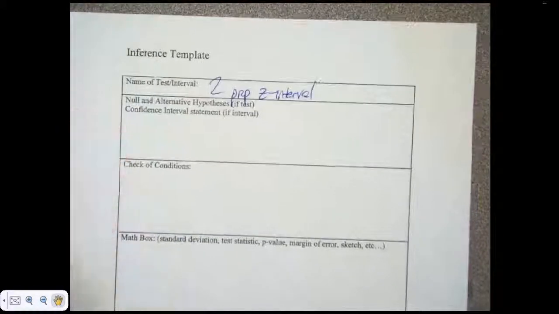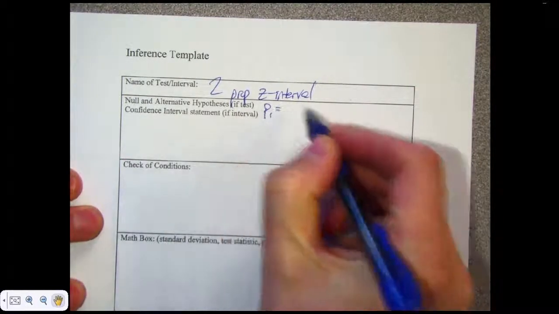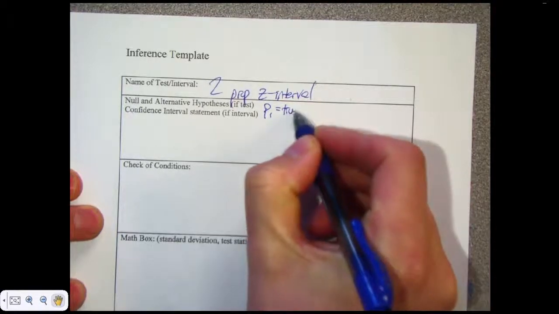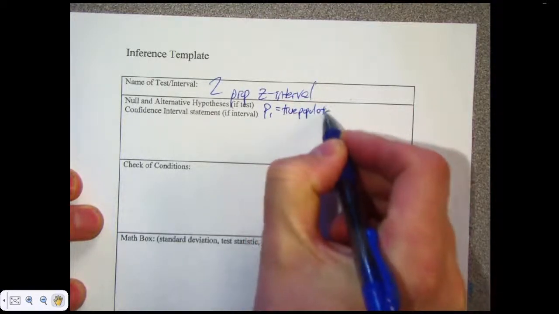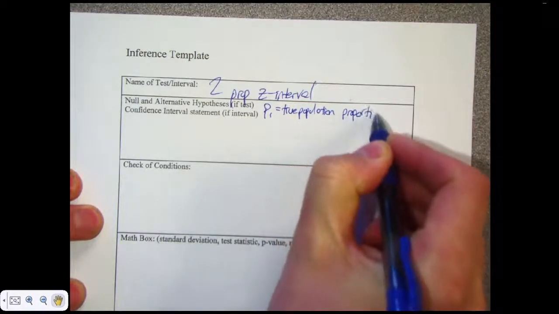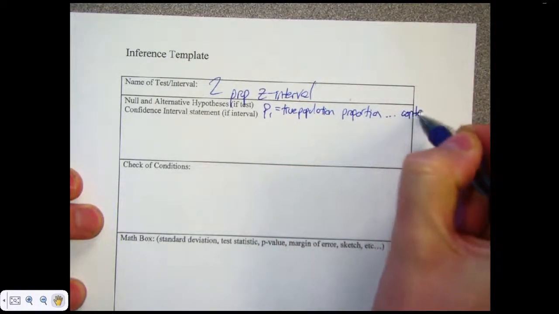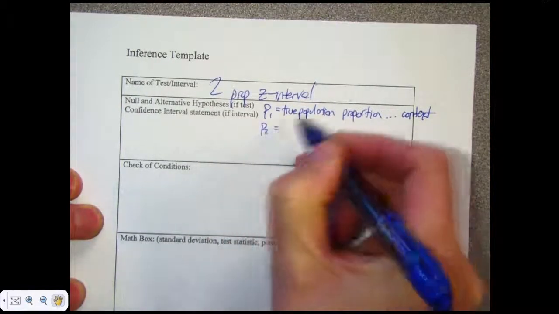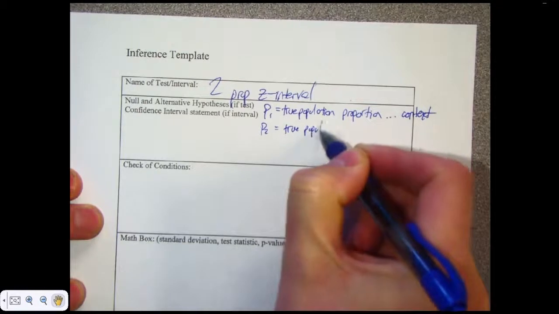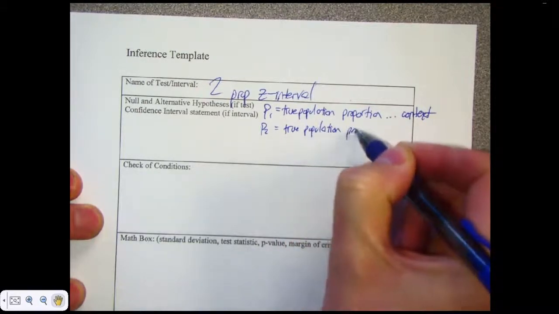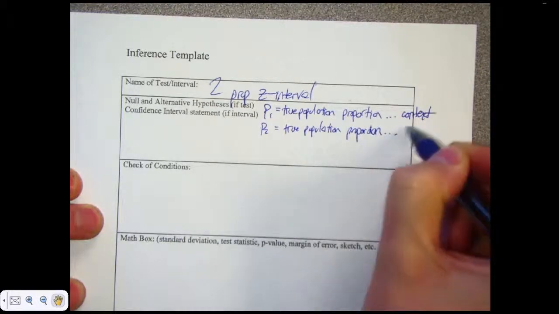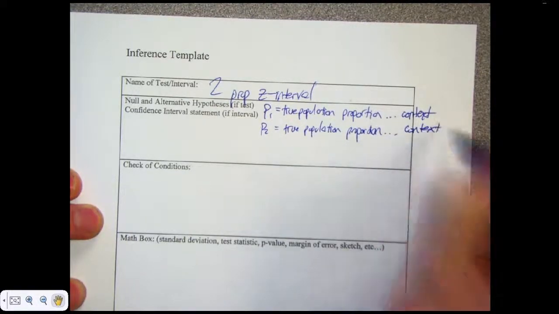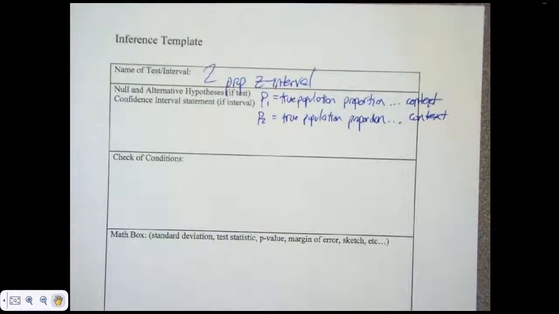So now, instead of saying P equals the population proportion, we have to say P1 equals true population proportion, blah, blah, blah, context. And P2 equals true population proportion, blah, blah, blah, context. So you've got 2 proportions now. And that's how you tell the difference. Like, am I supposed to use a 1 prop or a 2 prop? Well, how many sets of data do you have? You have 1 set or 2 sets.